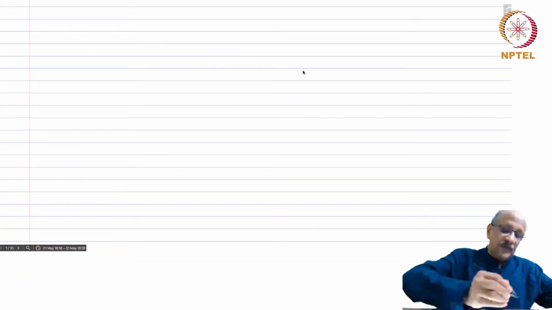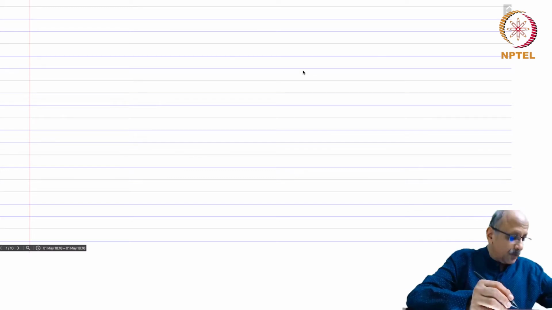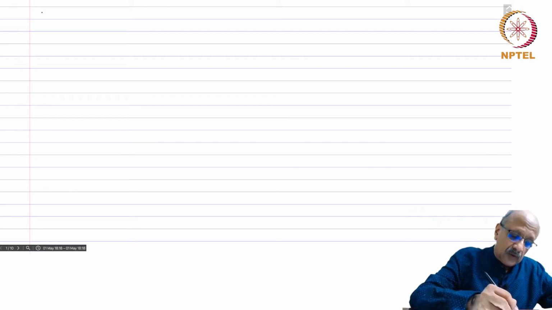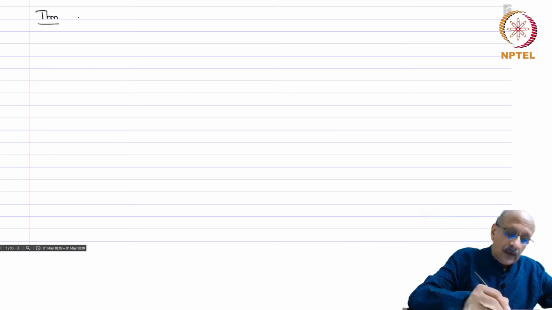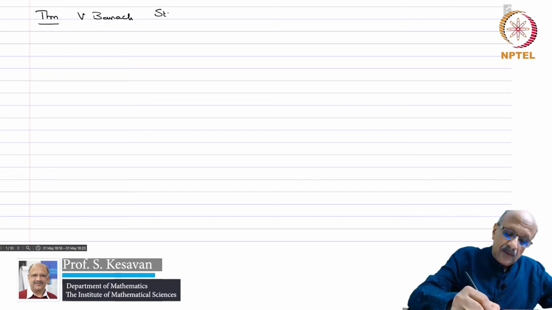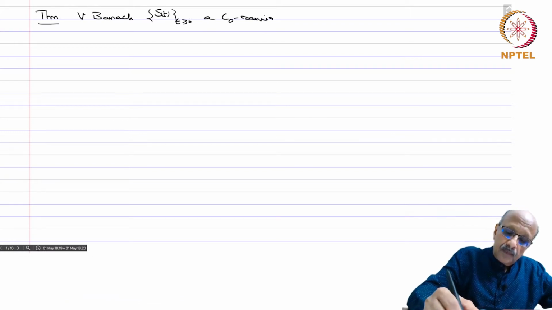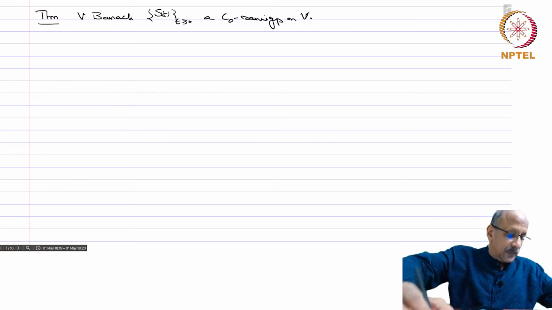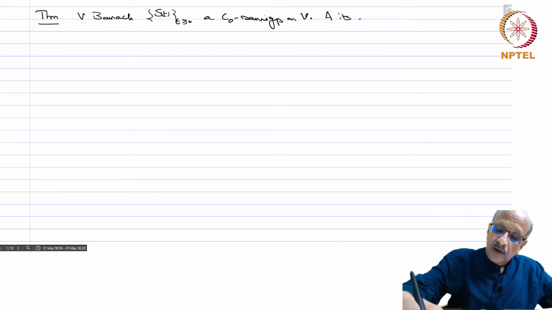We were looking at the infinitesimal generator of a C0 semigroup, and our next result is crucial for the study of evolution equations in the framework of C0 semigroups. So, theorem: V Banach, S(t) a C0 semigroup on V, A its infinitesimal generator.